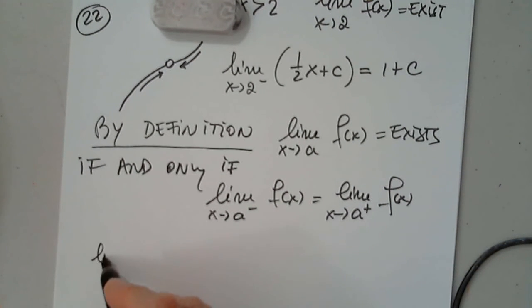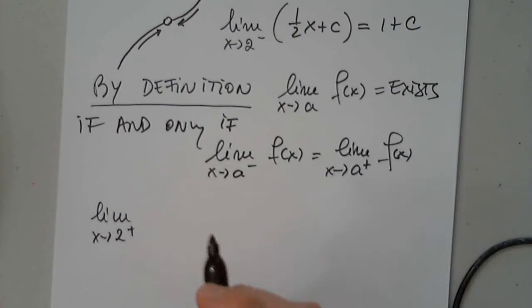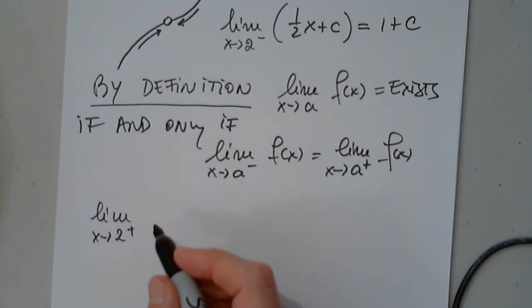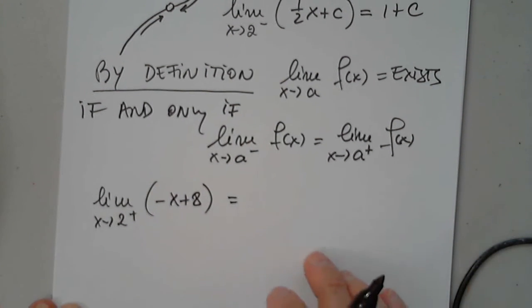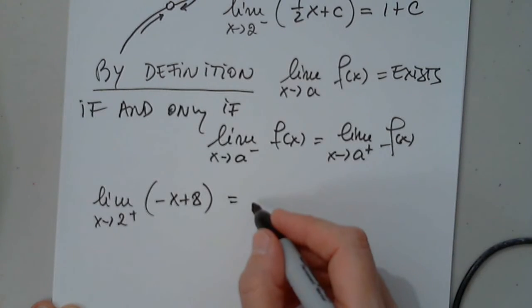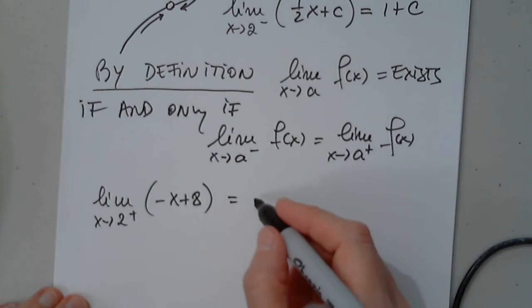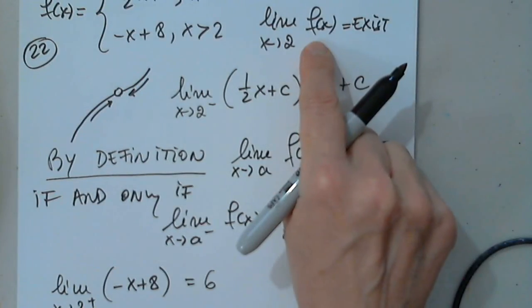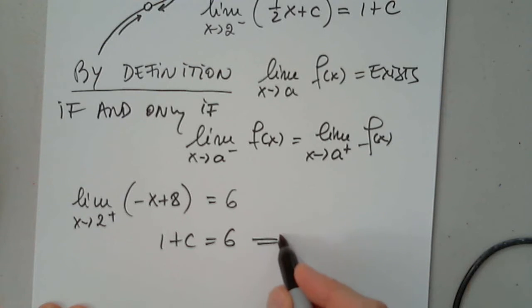So now let's determine the limit as x approaches 2 from the right. Which branch? Again, this should be just a blank. Negative x plus 8. Good. Perfect. Can anyone give us the limit here? We know how to find the limit of a polynomial. We discussed that. So this is a polynomial. So how do I get this? 6. Good. For this limit to exist, what has to happen? c has to be 5. 1 plus c must equal 6.